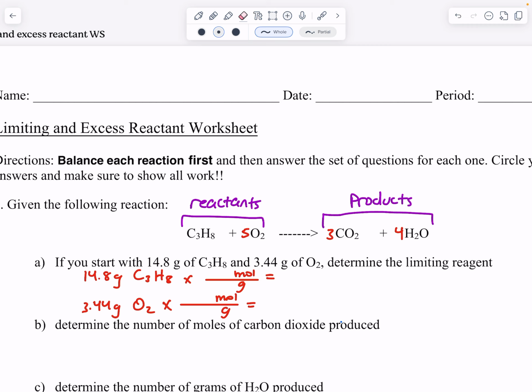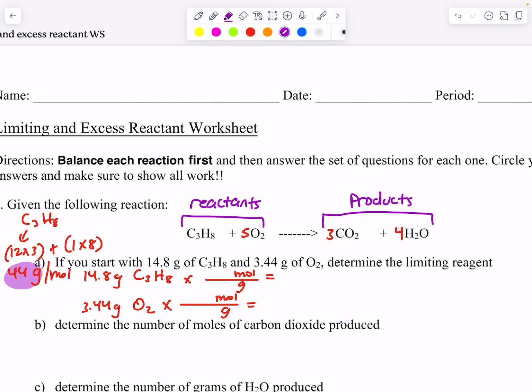Use the elements of the periodic table, use their masses, and add them up together. So C3H8 over here: according to the periodic table, carbon is 12, but there's 3 of them, so 12 times 3. Hydrogen is 1, but there's 8 of them, so 1 times 8. So 8 plus 36 gives me 44. So it's 44 grams per mole.